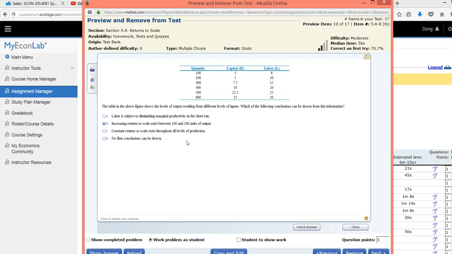But just for the sake of completeness, let's check C to see whether it's correct. Constant returns to scale exist throughout all levels of production. Because B is correct, so that also rules out C, because obviously between the levels of output 100 and 200, there is not constant returns to scale, but there is increase in returns to scale. So the only correct choice in this question is B.